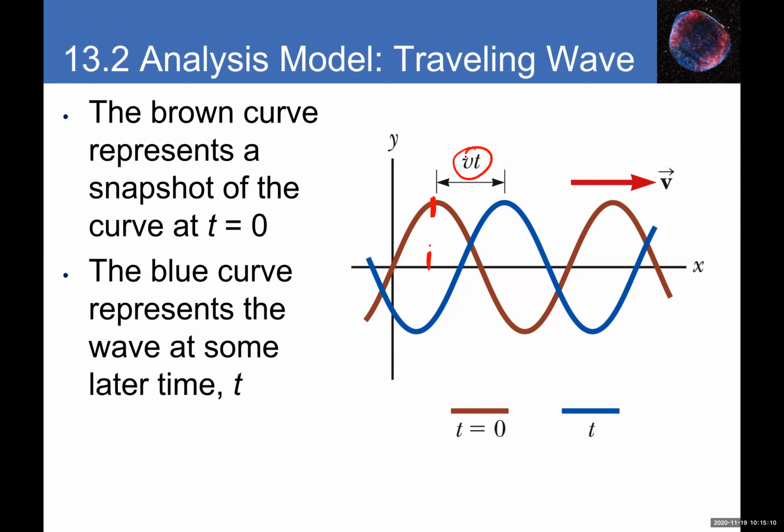Once it has traveled this distance vt, you can see that the shape pretty much repeats itself. So that's why we could use the function f of x comma t equals f of x minus vt to represent the same shape for the graph. Since it is moving to the right, I am writing x minus vt, because after traveling exactly this distance, we have exactly the same shape.